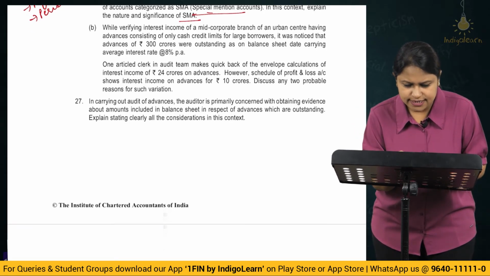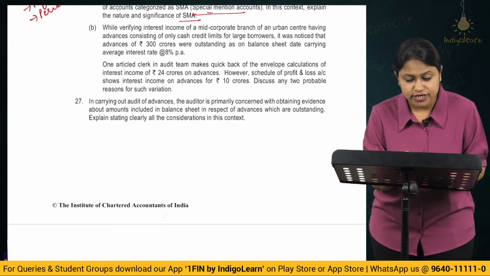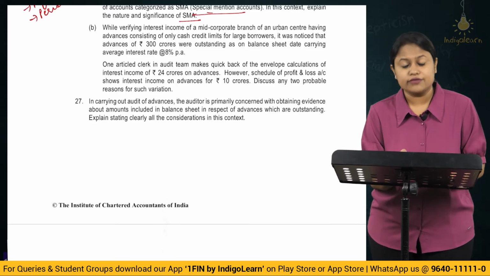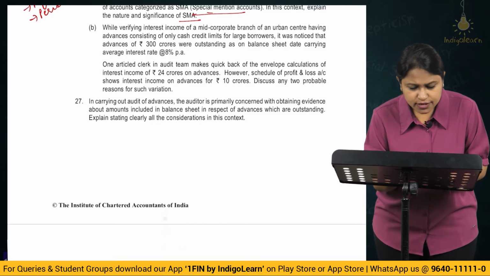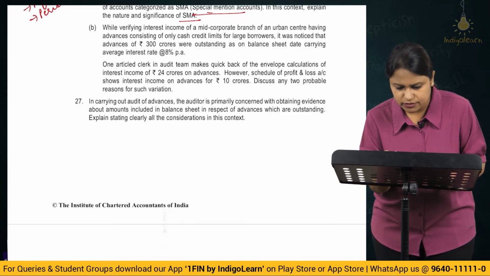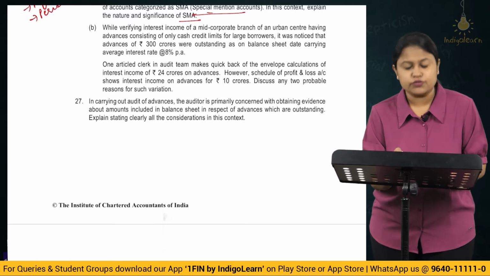While verifying interest income of a mid-corporate branch of an urban center having advances consisting of only cash credit limits for large borrowers, it was noticed that advances of 300 crores were outstanding as on the balance sheet date, carrying an average interest rate of 8% per annum. One articled clerk in the audit team makes a quick back of the envelope calculation of interest income of 24 crore on advances. However, the schedule of profit and loss account shows interest income on advances of 10 crores. Discuss any two probable reasons for such variation.